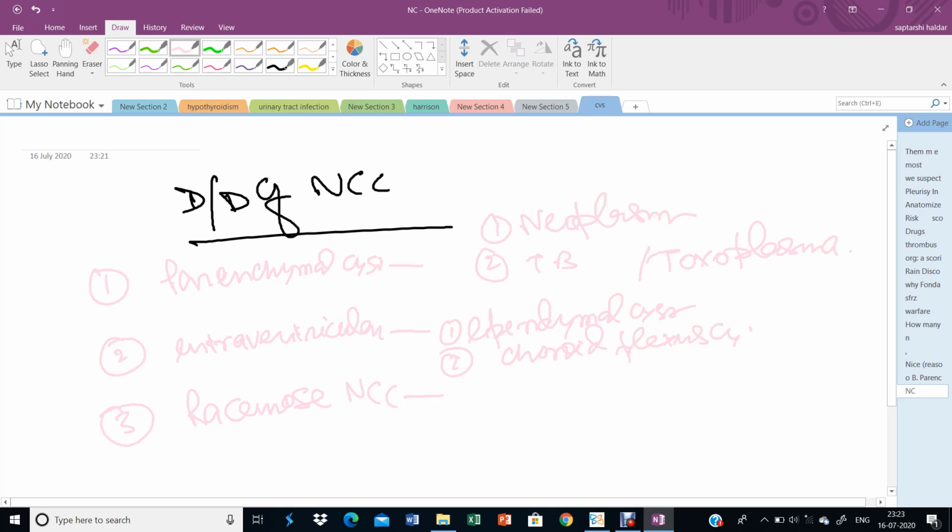And what is the differential diagnosis of racemose NCC? Only meningitis, because meningitis has exudative lesion of the brain, and it will also resemble racemose. Most common is tubercular meningitis, which resembles racemose, even pyogenic meningitis. Let's see what are the NCC findings.